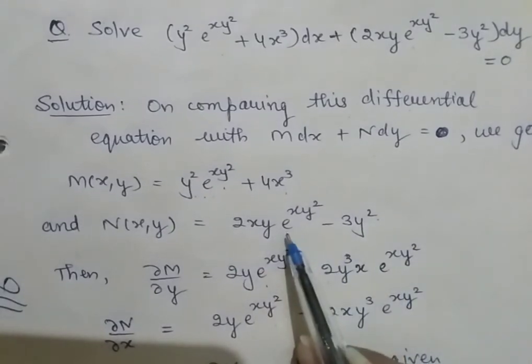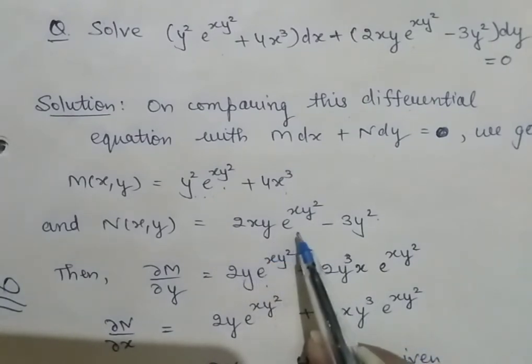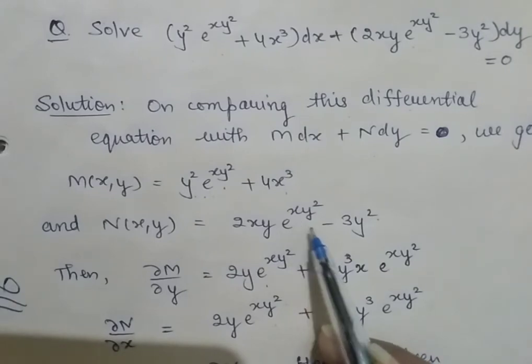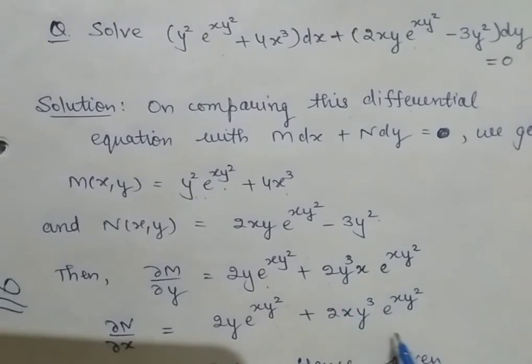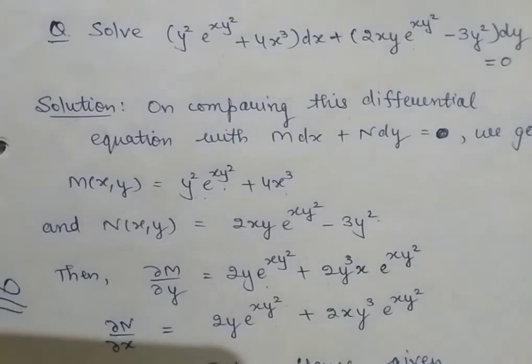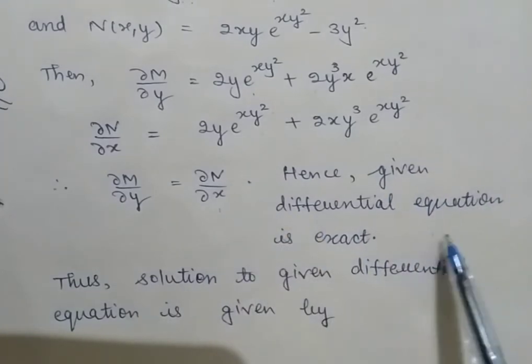Now we differentiate e raised to the power xy square, so we will take 2xy as it is and we differentiate with respect to x. If we differentiate with respect to x, y square will come down the power and we differentiate with respect to x. So this becomes 2xy cube e raised to the power xy square. Note that del M upon del y is the same as del N upon del x. Hence, the given differential equation is exact.